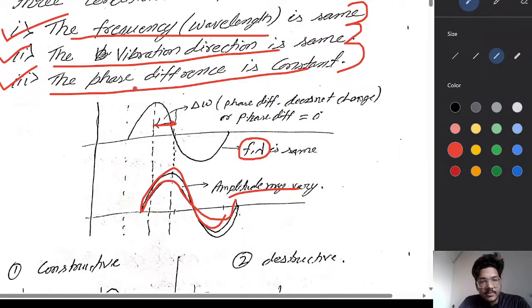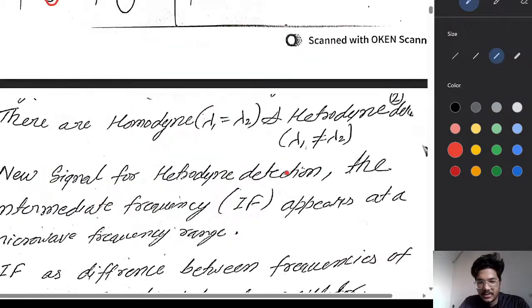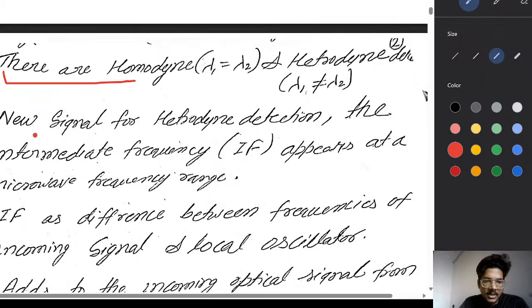There are two types of wave interference: constructive, this one is constructive, one wave and a second wave in the same direction. Destructive means if one wave is in one direction, another wave is in the opposite direction. So this one is destructive. There are homogeneous, where lambda 1 equals lambda 2, and heterogeneous, where lambda 1 is not equal to lambda 2.